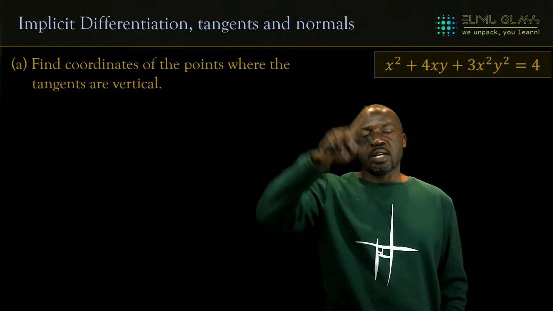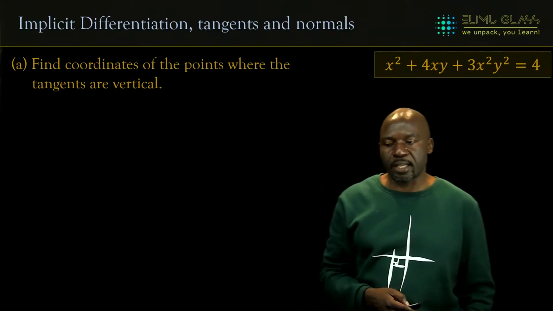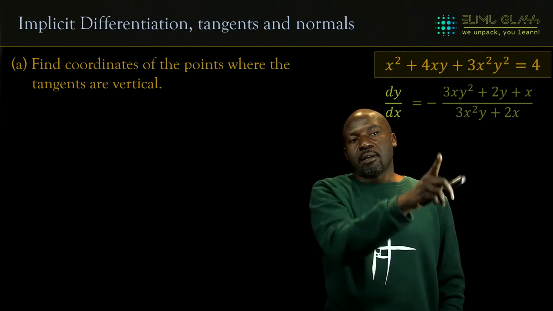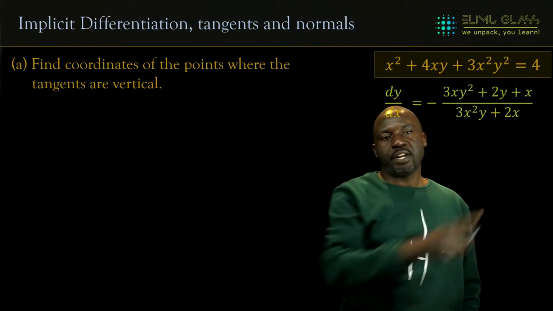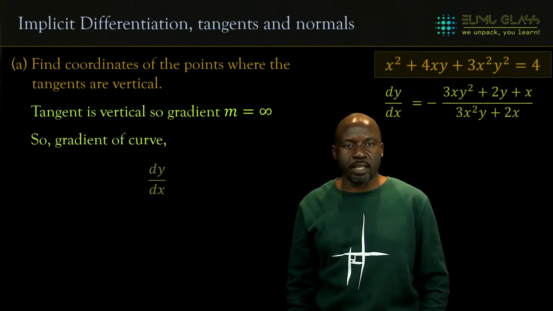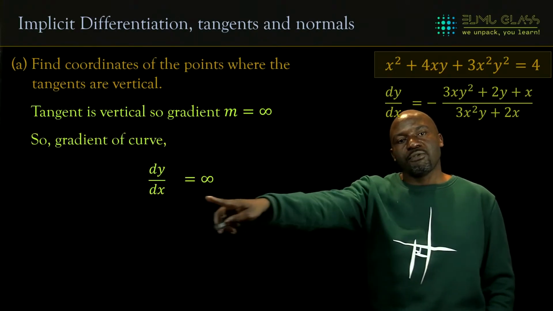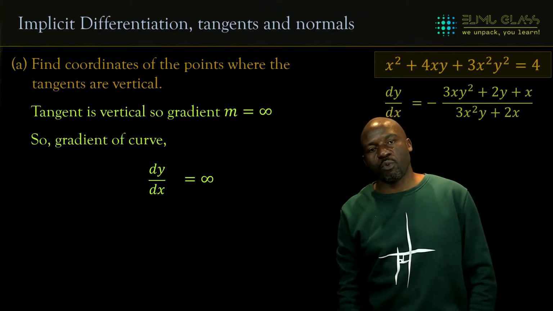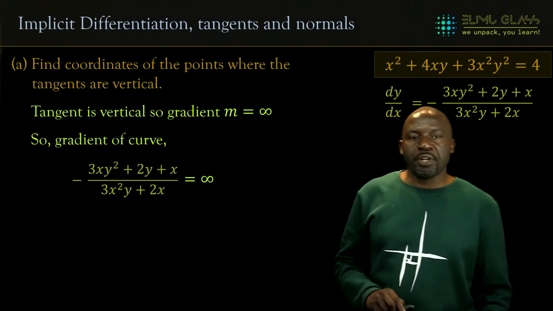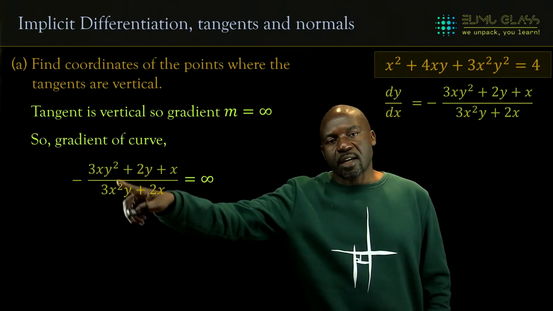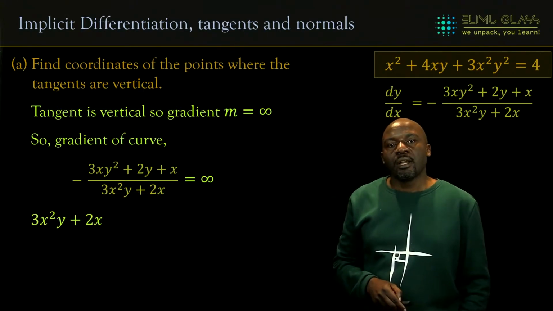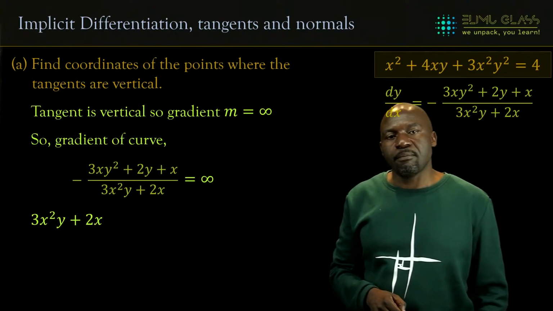Next, what we want is to find the coordinates of the points where the tangent is vertical. If the tangent is vertical, then we are saying that our gradient, which we have found here, must be infinite. So the tangent is vertical, so the gradient must be infinite, which means our derivative must also be infinite. So I'm going to remove that and put its equivalent, which is that expression we found in the first part there. And now we reason that the only way this fraction can be infinite is that the denominator is 0.